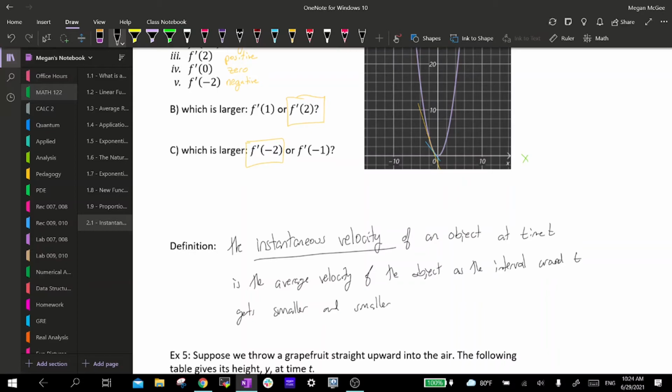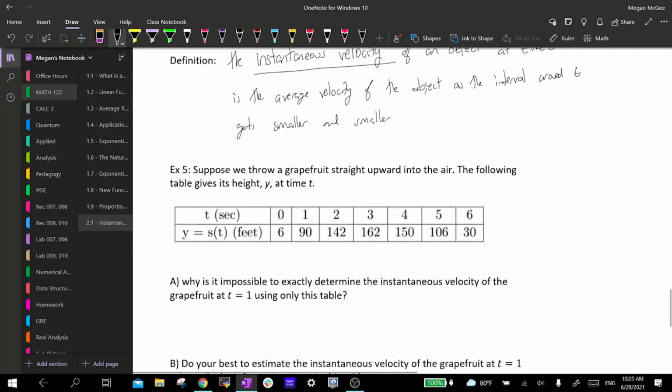All right, so this is similar to our previous definitions, but in this case we're specifically talking about speed, which we call velocity. All right, so example 5. Suppose we throw a grapefruit straight upwards into the air. The following table gives the height, which is y, at the time t.